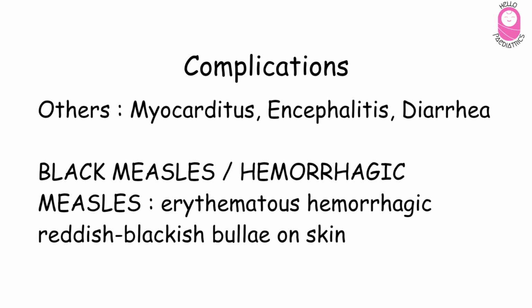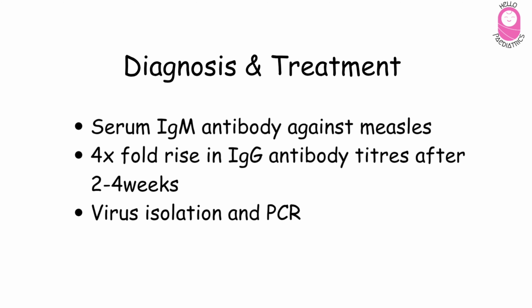The black measles or hemorrhagic measles is an entity where you can see erythematous hemorrhagic bullae on the skin, which are generally red to black in color. And coming to the other complications, they are myocarditis and diarrhea.